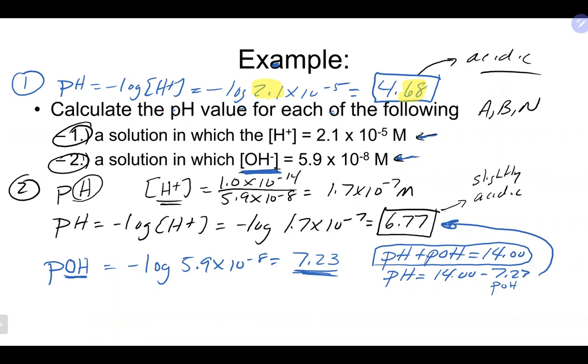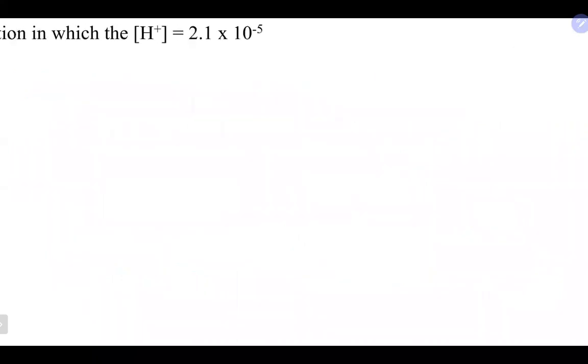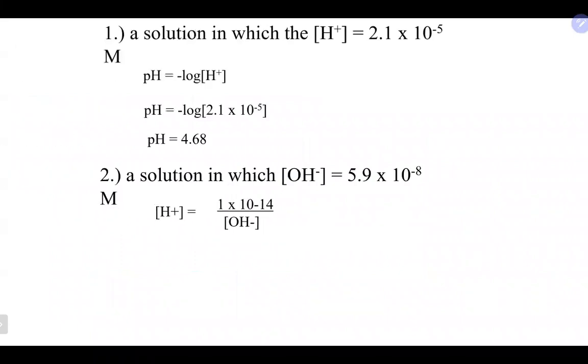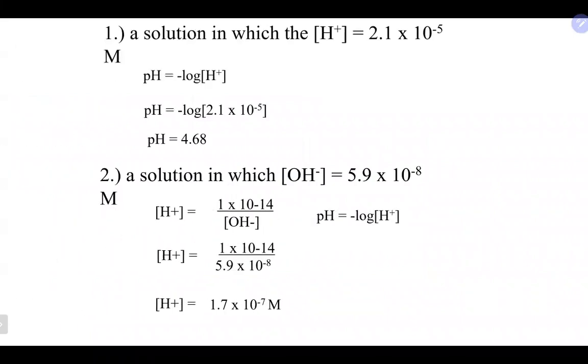So sometimes it's a nice convenient way. You maybe don't need to use Kw, as you just saw there. You could actually calculate with the pOH and then subtract from 14 and get to the pH, and it makes it maybe a little quicker way to get to the answer. But again, the correct answer here should be 6.77 for the pH. All right. So let's talk a little bit about that there. That's the one we just calculated.